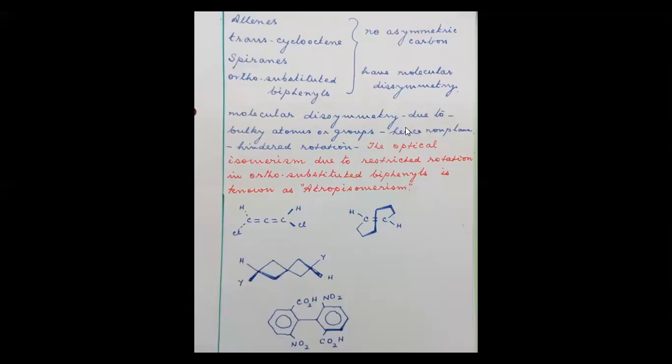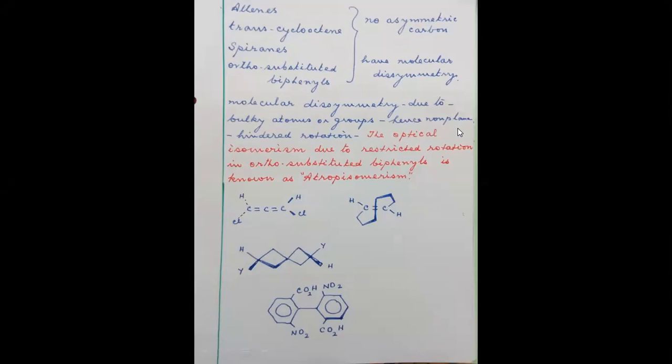So molecular dissymmetry is due to the bulky atoms or groups, and the presence of the bulky atoms or groups makes the compound non-planar, and also the compounds experience a hindered rotation. The optical isomerism due to the restricted rotation in ortho-substituted biphenyls and other allenes is called atrope isomerism.